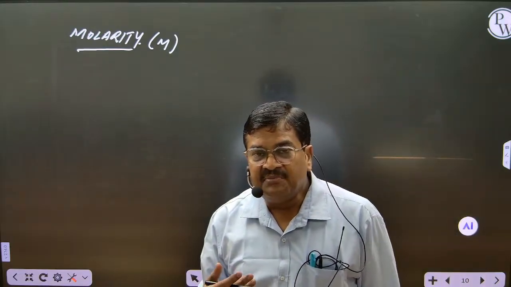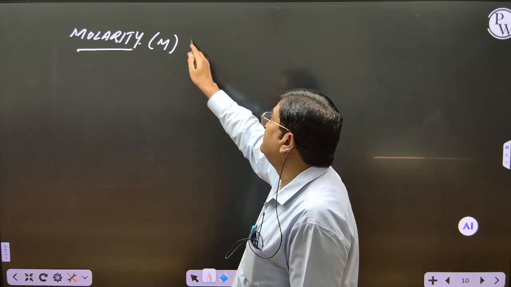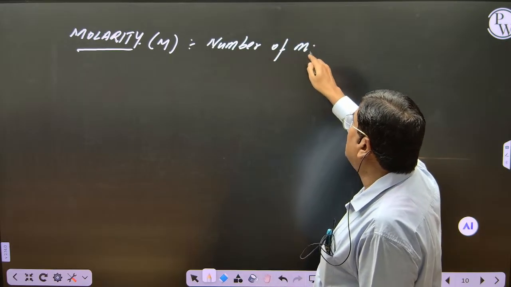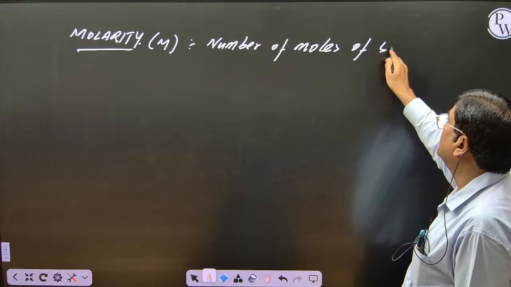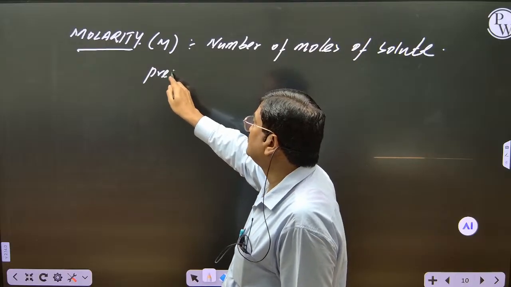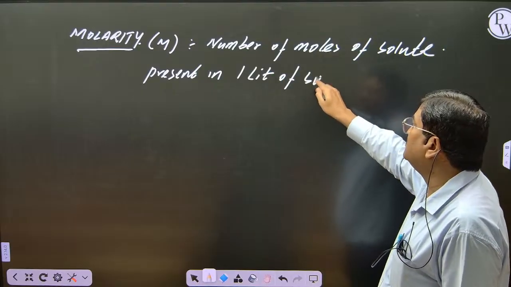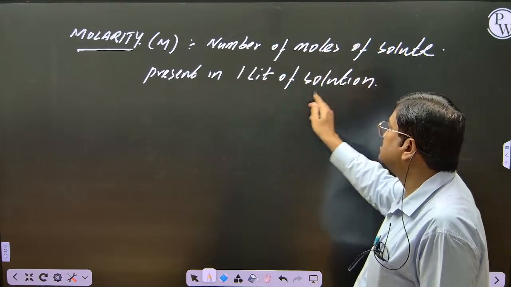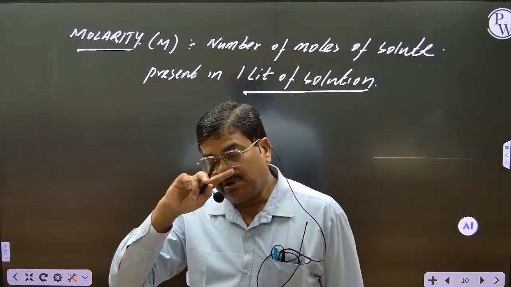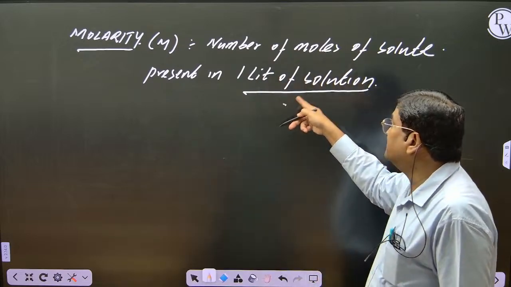Now, what is the difference between molality and molarity, students? Molarity is the number of moles of solute present in 1 liter of solution. So, what do we define for molarity? Number of moles of solute present in how much volume of solution? 1 liter of solution is known as molarity. So the difference between molality and molarity: molality, what we wrote, is the number of moles of solute present in 1 kg of solvent. Here it is for 1 liter of solution.